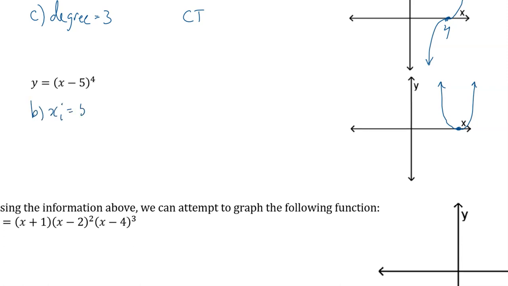So the x-intercept is 5 because it had a shift over 5. I'm going to label that x-intercept as well. The degree is 4. And again, we would call this a turning point. We would not call it a degree 4 turning point or a flat turning point. We don't describe it any differently than we would degree 2. We get that?